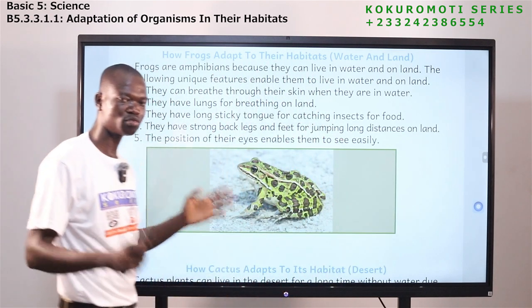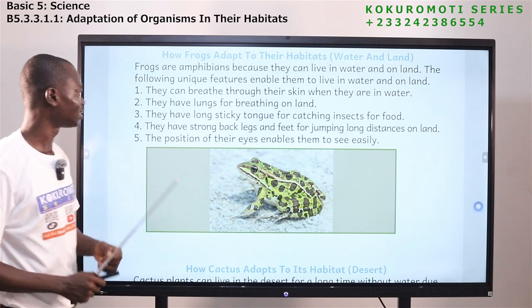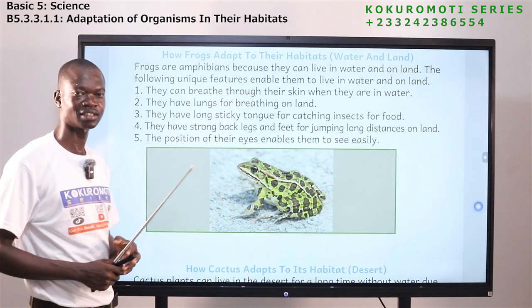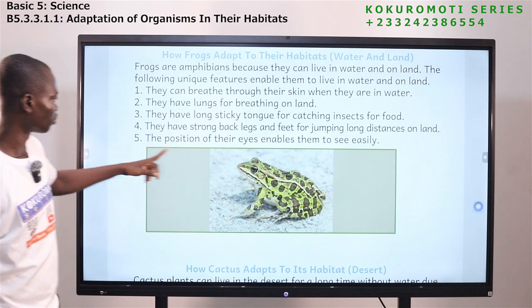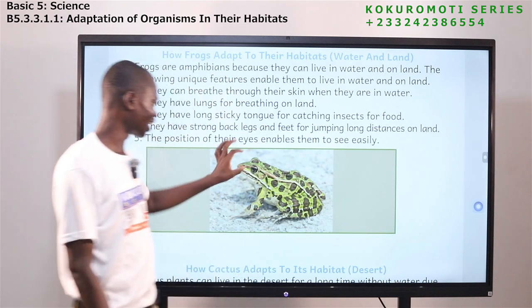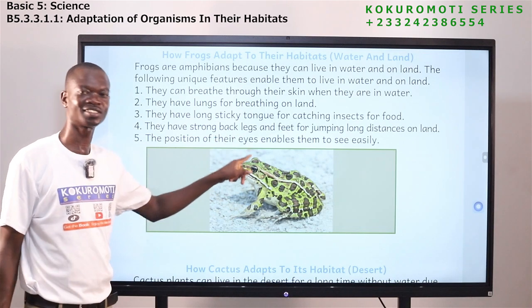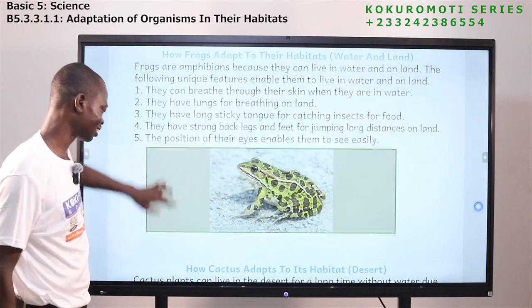They have strong back legs and feet for jumping long distances on land. So you know how they are able to move. They jump because of what? Their strong back legs and feet. Okay. 5. The position of their eyes enable them to see clearly. Look at their eyes, where they are positioned. So wherever you are, at any angle, they can easily see you.